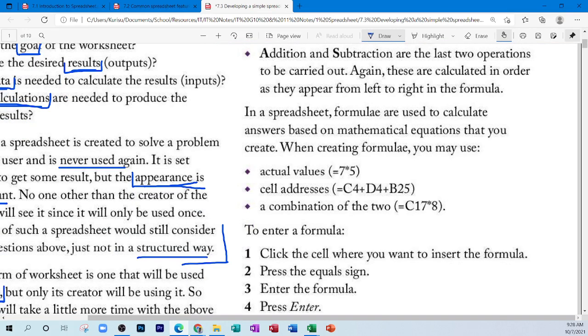In a spreadsheet, formulae are used to calculate answers based on the mathematical equations that you create. When creating formulae, you must use actual values, cell addresses, or a combination of the two.